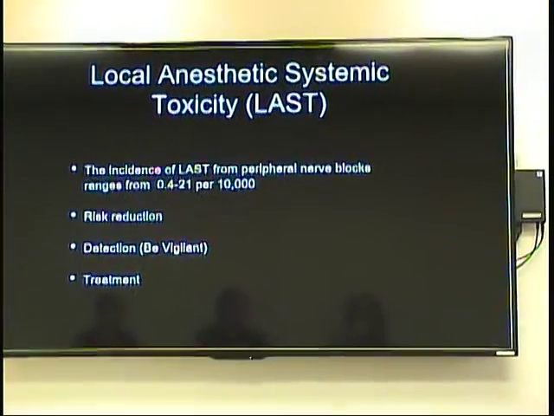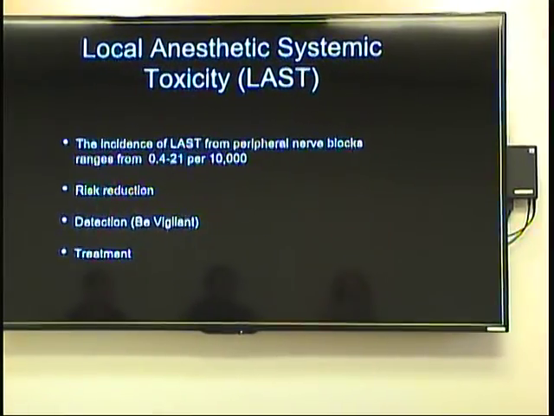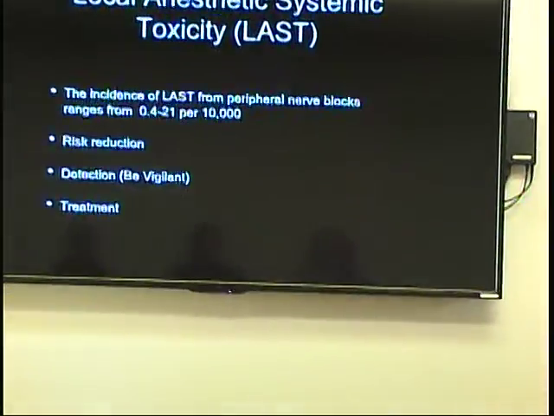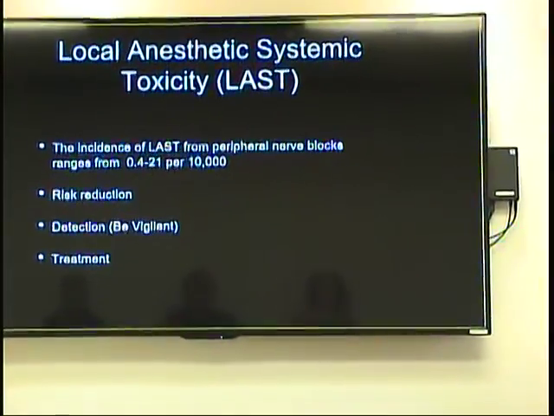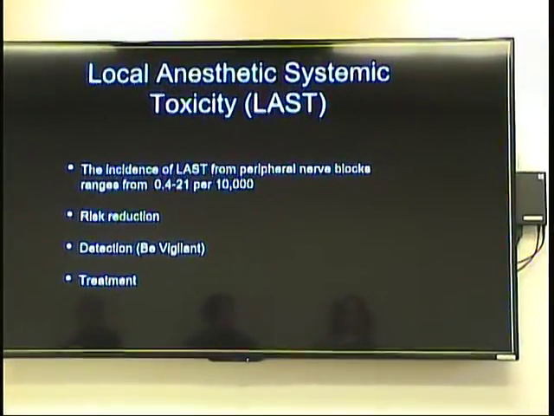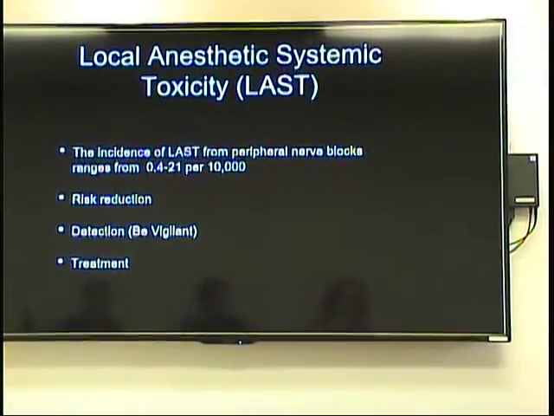Can I ask a quick question? Oh, yeah, please. You were talking about the percentage and how much you can give. Let's say the surgeon's injected a certain amount and this patient's in the PACU and they're having pain and you want to do a block, but you feel like the surgeon's already injected too much. Can you switch to a different drug?